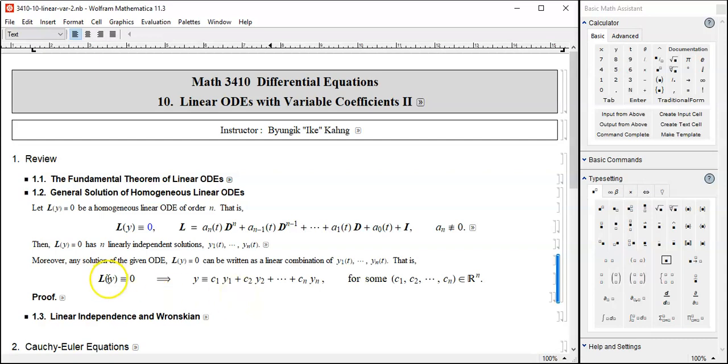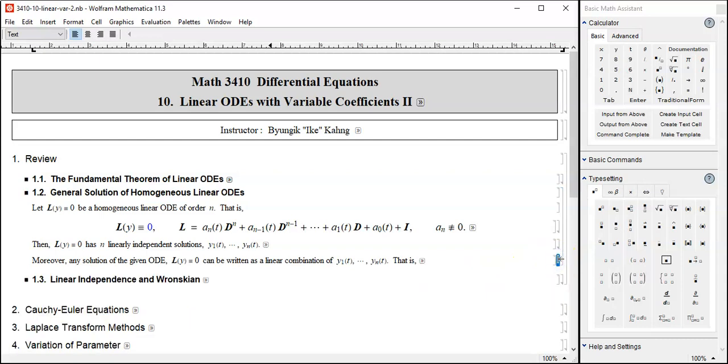It's the other direction. L of y equals 0, then y is a linear combination. That's the hard part. Now, students with some strong background in linear algebra will see it like this. The first statement is telling us the existence of a linearly independent family of vectors. And the second statement here is telling us that the same family generates the entire solution space.